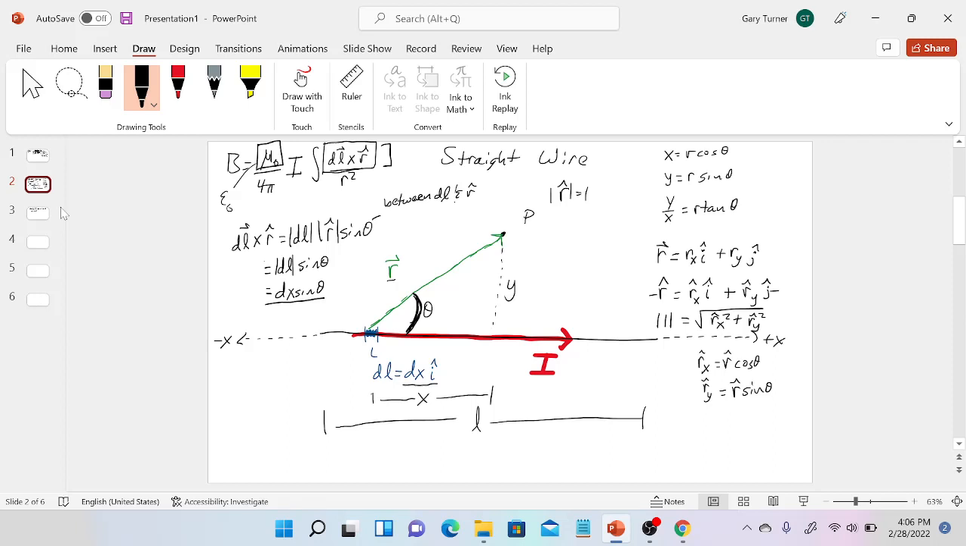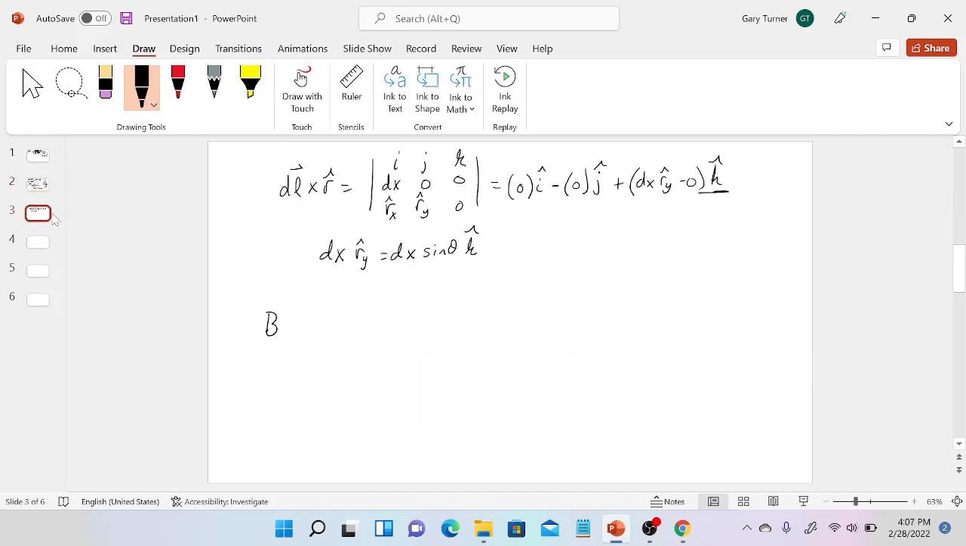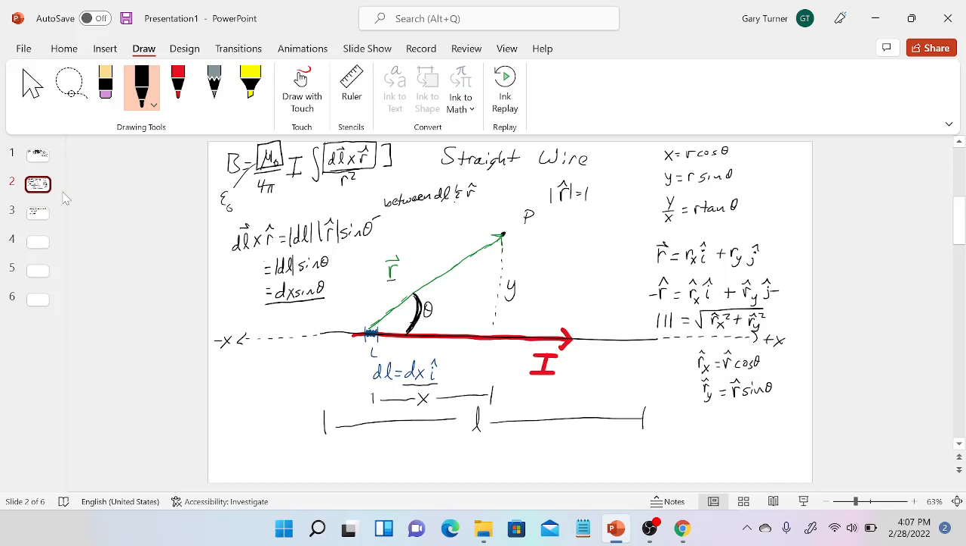Now that we have that, we can look at our integral, and we can say B is equal to mu naught times the current divided by 4 pi. And by the way, the 4 pi is there just for convention in the SI unit system. There's nothing deep about the 4 pi being here. And so then we had DL cross R hat, which turned into dx sine theta divided by R squared.